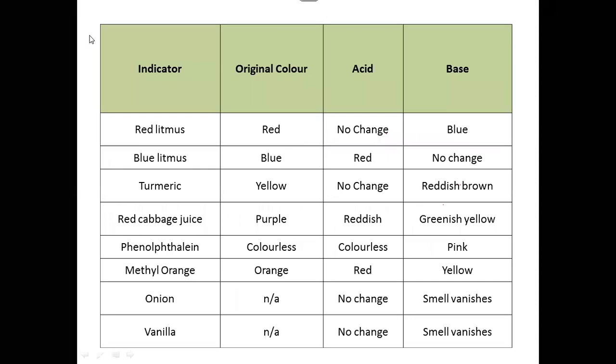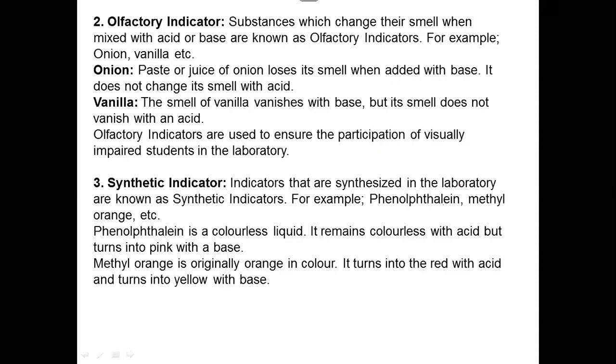The second type of indicators are olfactory indicators. What is an olfactory indicator? Substances which change their smell when mixed with acid or base are called olfactory indicators. For example, onion and vanilla. These are examples of olfactory indicators.